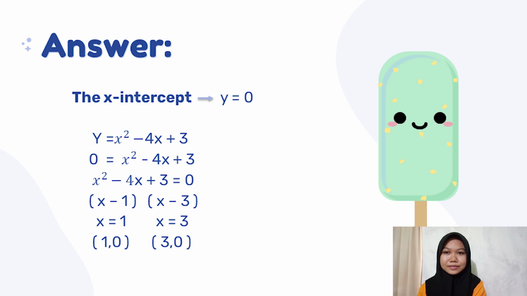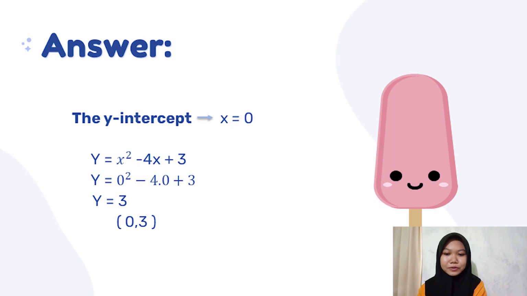is equal to 0. Now we are looking for two numbers which, if multiplied, the result is positive 3, and if added together, the result is negative 4. x minus 1 and x minus 3. x equals 1 and x equals 3. Well, now we have 2 points. The first is (1, 0), and the second point is (3, 0).